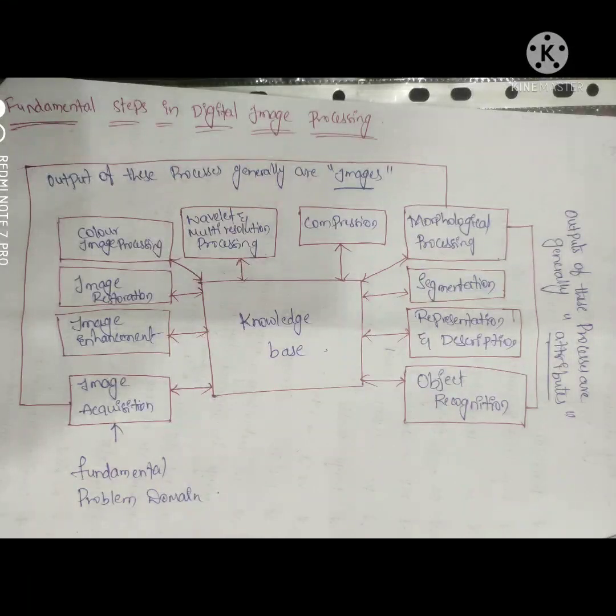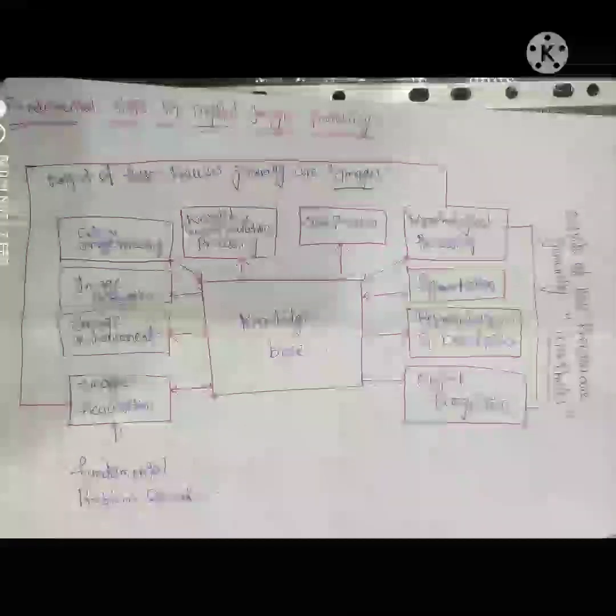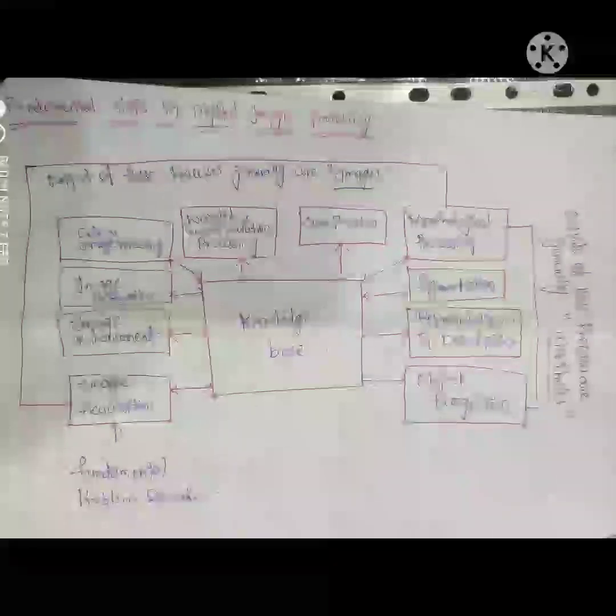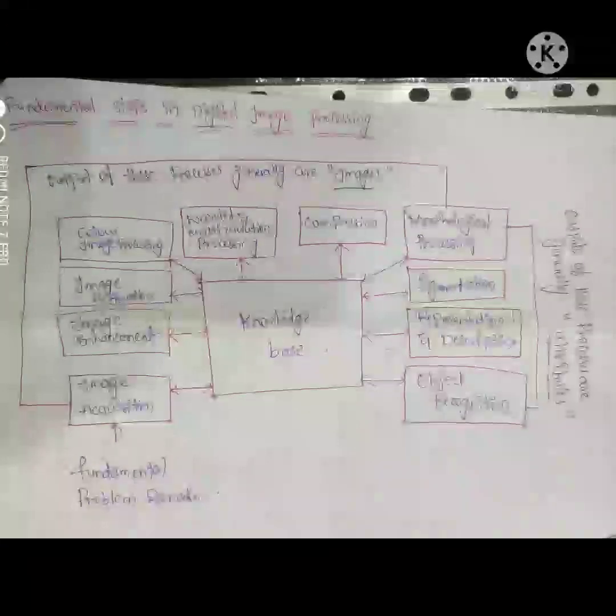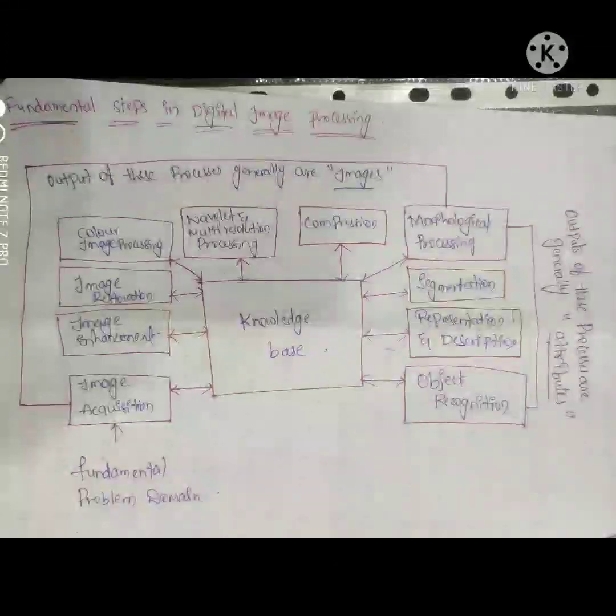Next, seventh step is morphological processing. This technique deals with extracting image components that are useful for representation and description of an image shape. It includes basic morphological processes like erosion and dilation. In this morphological process, we have two operations, erosion and dilation.